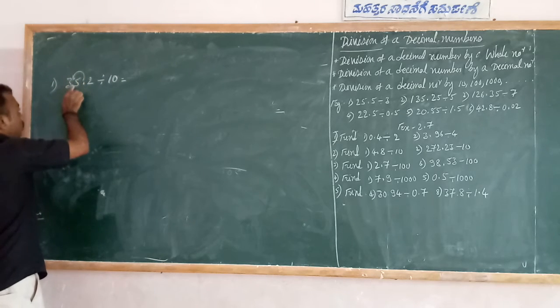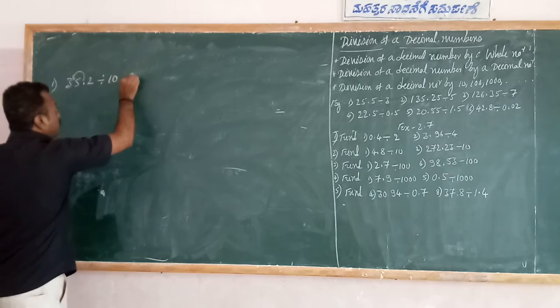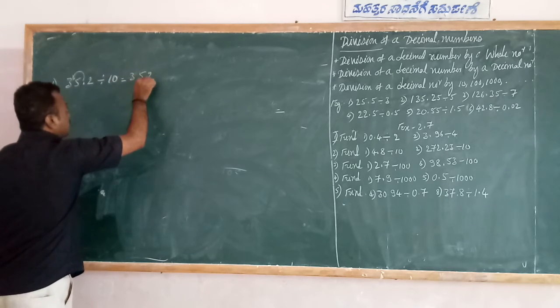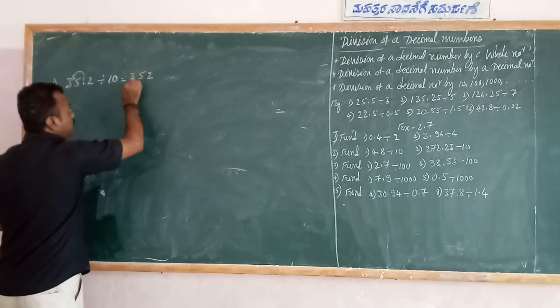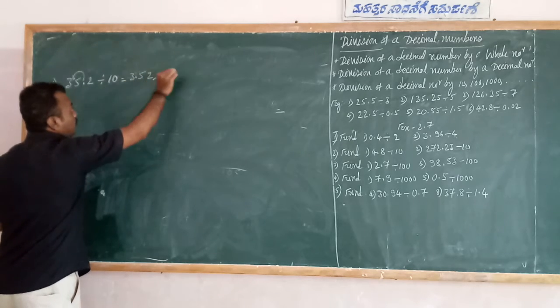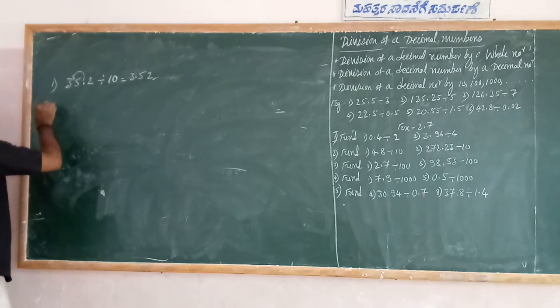The point comes in between 3 and 5. Therefore 3, 5, 2 have to be written as it is. Now the point comes in between 3 and 5. There is 3 and 5 here. So it becomes 3.52 is the answer. Are you understood? So I will take one more example.